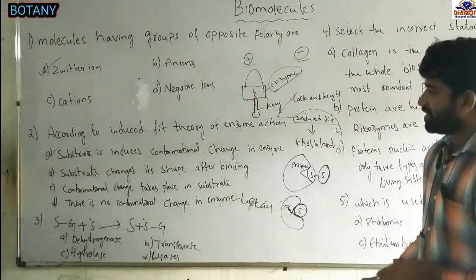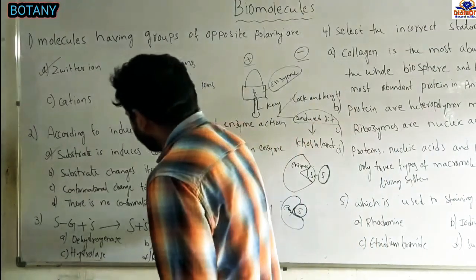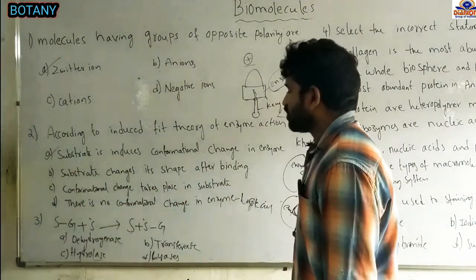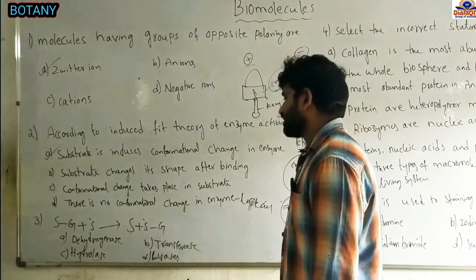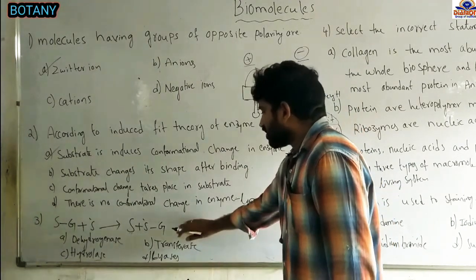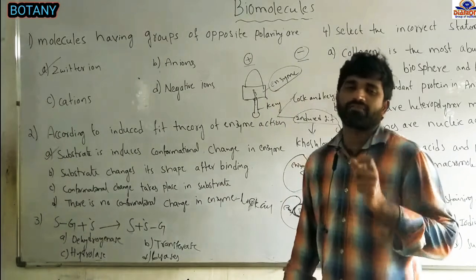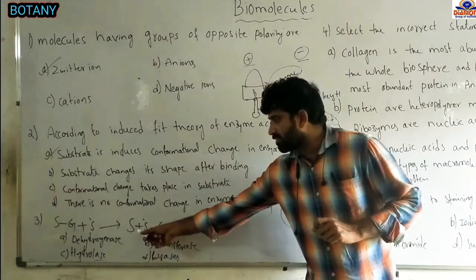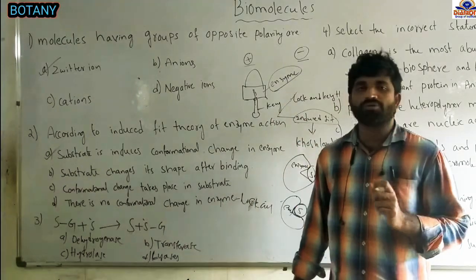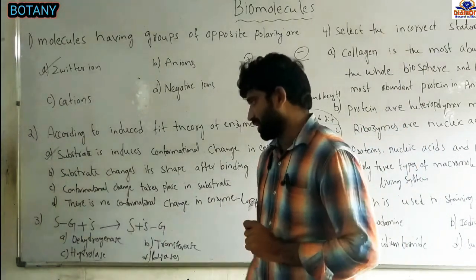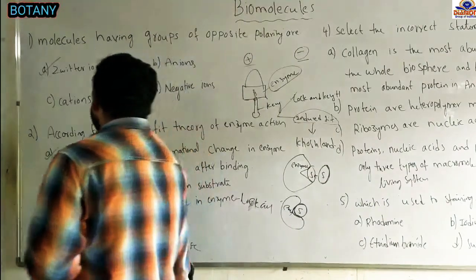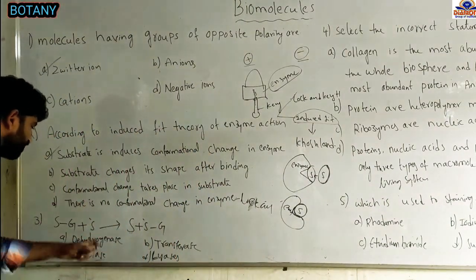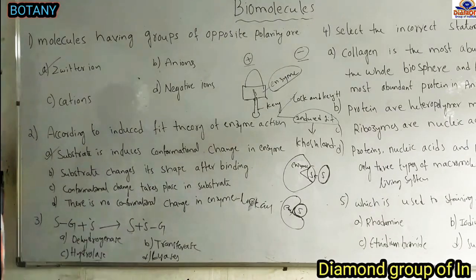For the next question, they have given one equation: Sg plus S gives rise to S plus Sg. Here we need to know the types of enzymes. Out of the different types of enzymes, by looking at this equation we have to identify which type it belongs to. They have given different enzyme names here: dehydrogenases, transferases, hydrolases, and lyases.